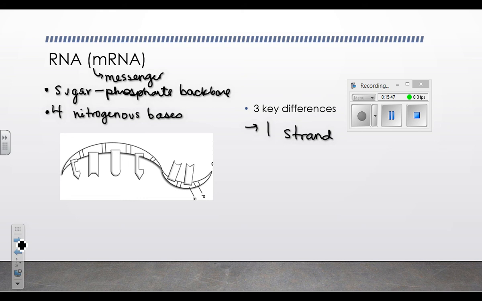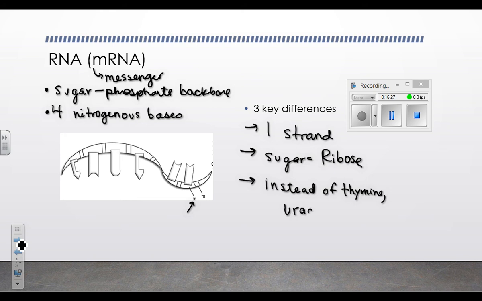The second thing that's different is that the sugar is not deoxyribose, but rather ribose. So you'll see on the picture, there's a P for the phosphate, but then there's an R. That's the sugar, that's ribose. So it's still a sugar, but it's just a slightly different version of the sugar. The other thing that's different is that one of the nitrogenous bases is not the same. So instead of thymine, there is uracil.